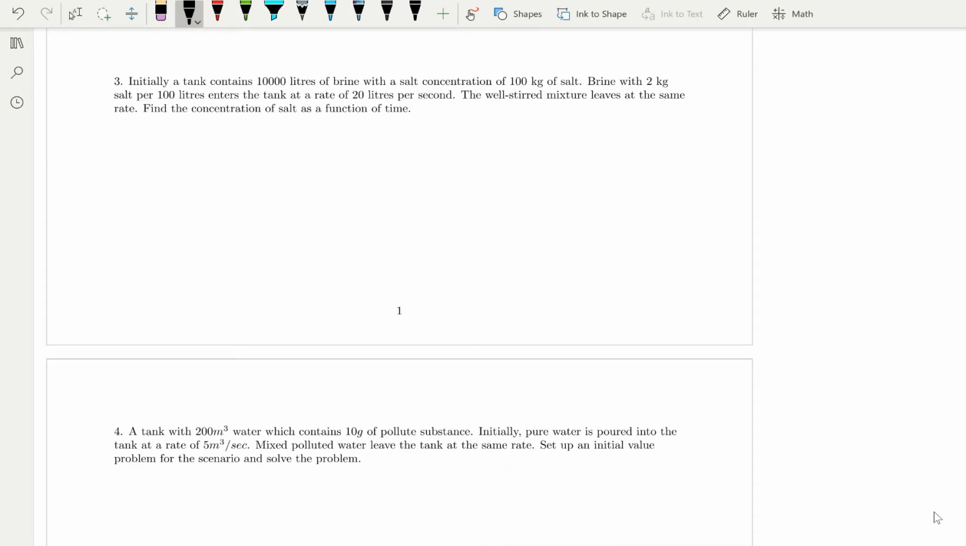Okay, now let's solve the third problem in the handout. Now this one is a tricky one. A tank initially contains 10,000 liters, so that's the volume, 10,000 liters of brine with salt concentration of 100 kilograms of salt. So you have 100 kilograms of salt, so it shouldn't be the concentration here, salt amount of 100 kilogram.